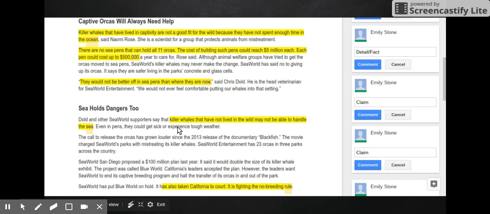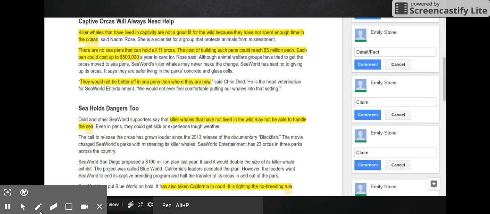So that's a claim. It's what Dold has said and other SeaWorld supporters. It's similar to the ones before: that if they've not been in the wild, they still can't handle it. And then down here we have a supporting detail where it's talking about how SeaWorld has taken California to court and how it's fighting the no breeding rule, which is a rule that says they can't have animals breed in order to create more orcas instead of just capturing them or taking them from the wild. And they're trying to fight that law so they can raise more orcas within captivity.